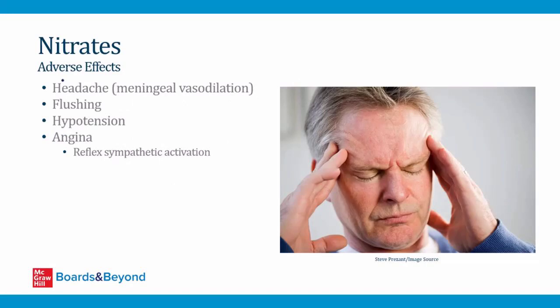So some of the adverse effects of nitrates are shown on this slide. Most of these are related to vasodilation because that's how the drugs work. So headache is very common. That's because blood vessels in the meninges can dilate, and this can lead to a headache. Flushing can occur when blood vessels supplying the skin dilate, and the vasodilation overall can lead to hypotension. And then, as I said, in rare patients, there can be angina from reflex sympathetic activation. So if you gave a patient with angina nitrate and they say their angina gets worse, it may be because of this reflex sympathetic activation.